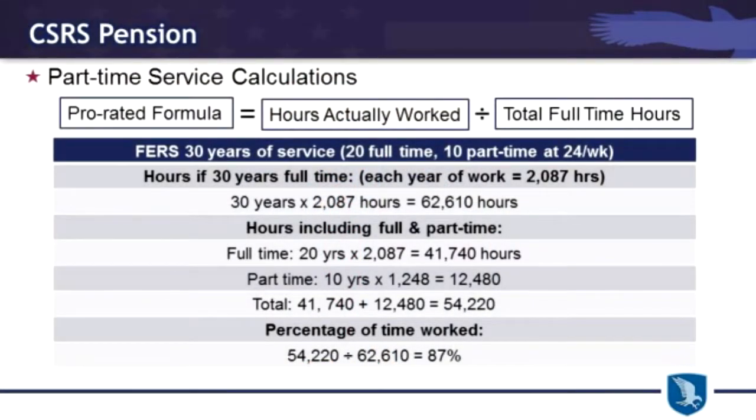There's yet one more component to your annuity computation, and that is whether or not you had part-time during any period of time in your service history. If you had any part-time service, there will be a prorated formula. The hours that you actually worked will be divided by the total number of full-time hours that could have been worked. In this example, the percentage of time worked is 87%. There will be some percentage of your time, and that would be the calculation for your annuity. So please remember, part-time work does become a part of your annuity calculation.